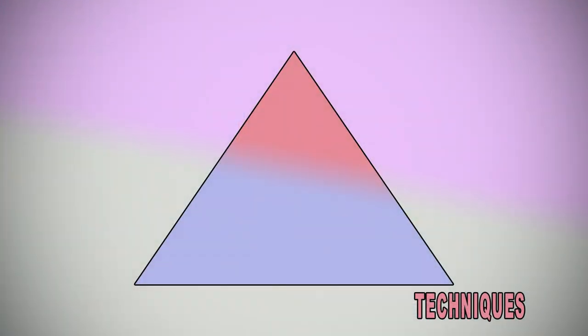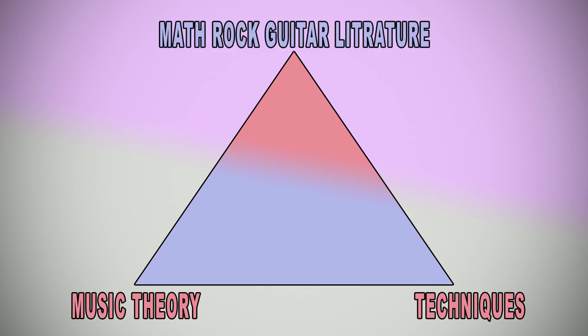I want you to know you're not alone, and from now on I want you to think about learning math rock guitar as a triangle. In one corner we have the recommended techniques, in another we have the appropriate music theory to learn, and lastly the existing math rock literature. So these are the songs, riffs, chords, chord progressions and so on that already exist. If you start to approach learning math rock guitar this way, I believe it will greatly help you.